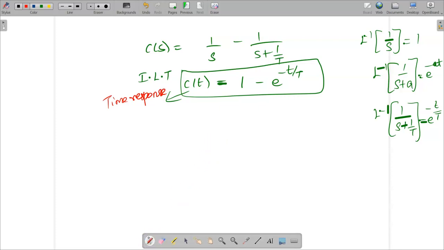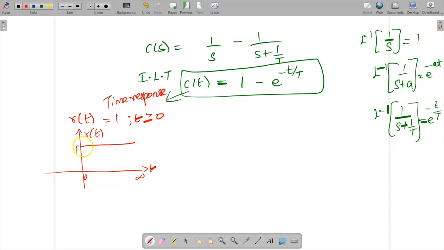Okay, so simply again, what is r of t input? R of t is 1 for t greater than or equal to 0. So I can draw the input signal as just a horizontal line with the amplitude 1. This is your r of t. For t greater than or equal to 0 means 0 to infinity, right. 0 to infinity, the amplitude is 1. This is your input, right.